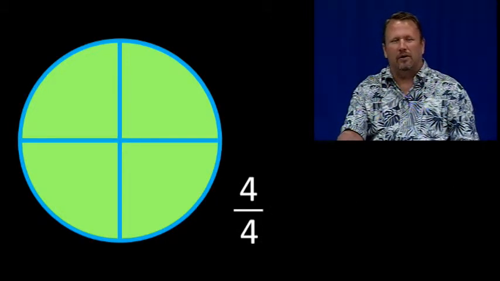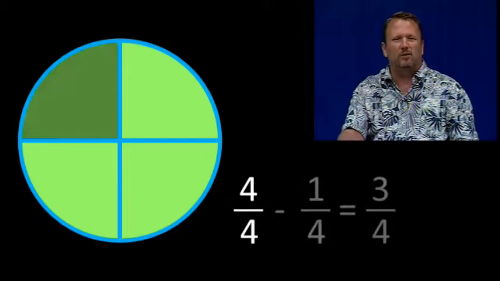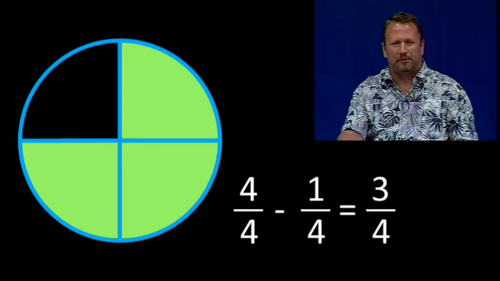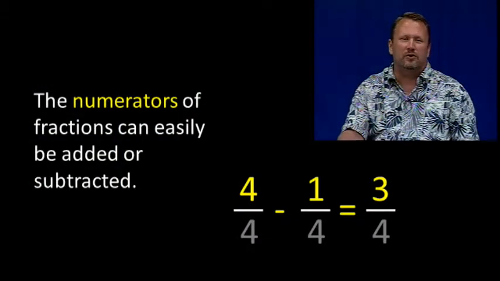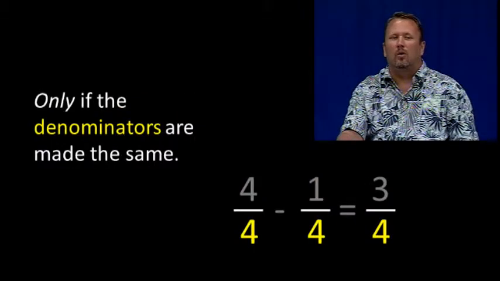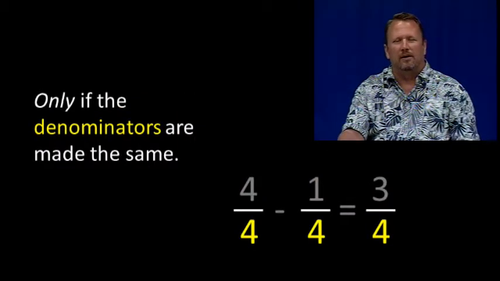So we will start with 1 or 4/4 and subtract 1/4. When we subtract 1/4 from 4/4, we end up with 3/4. The numerators of fractions can easily be added or subtracted only if the denominators are made the same.